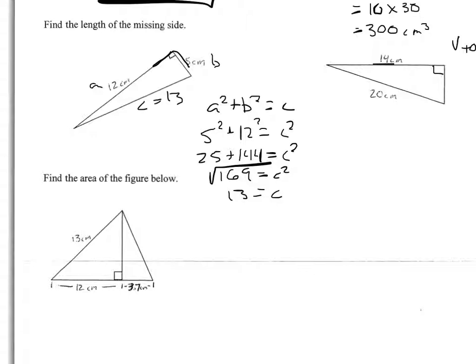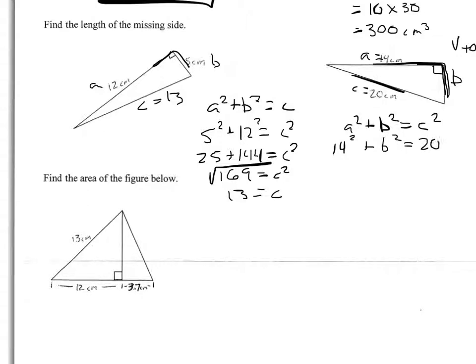And this other one over here, this one's a little bit different. We're given the hypotenuse here. So that one's going to be c, because it's not one of our legs, not part of our right angle. We'll plug in a squared plus b squared is equal to c squared. So we have 14 squared plus b squared, we don't know, is equal to c squared, which is 20 squared. It's going to be 196 plus b squared is equal to 400.